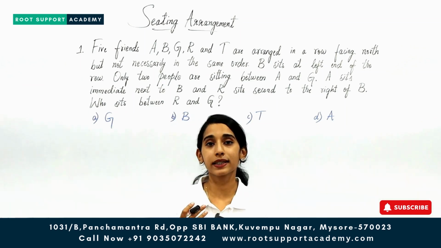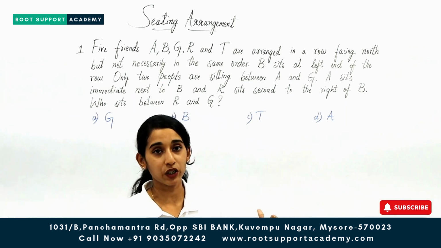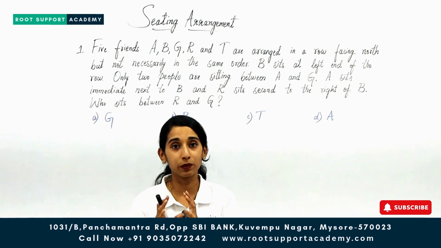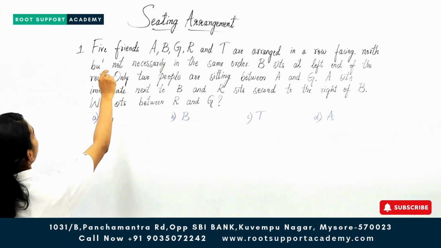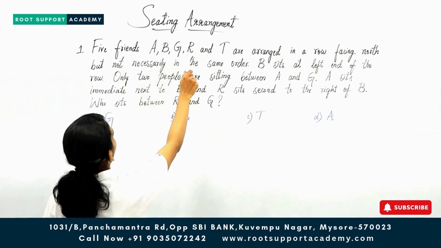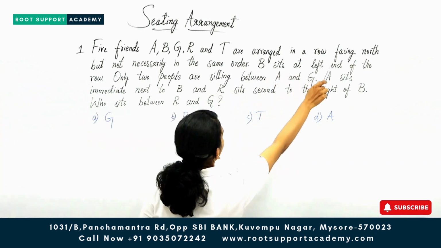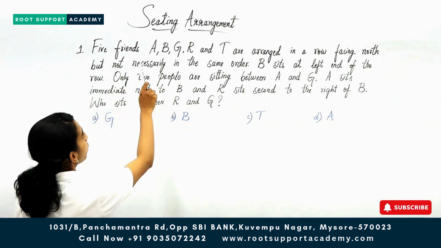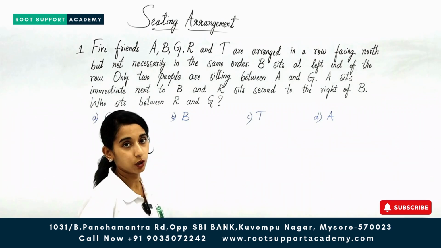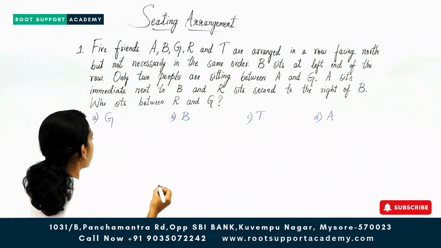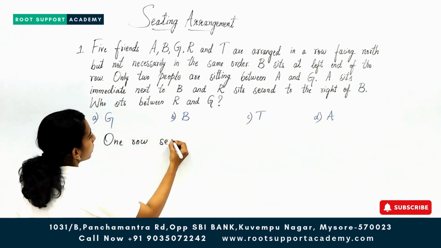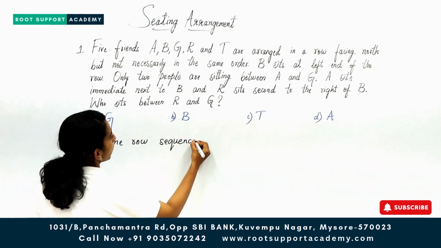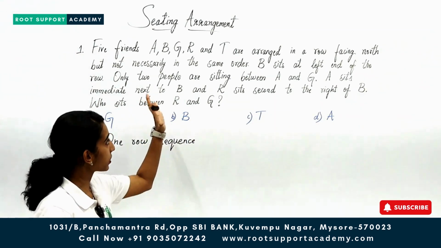So, one by one, let's start solving problems on seating arrangement. Starting from simpler ones, we will start. Okay, so today's question, let's have a look at this. 5 friends A, B, G, R and T are arranged in a row facing north but not necessarily in the same order. Okay, so type 1 questions. It is based on 1 row sequence. Okay, questions on 1 row sequence can be asked.